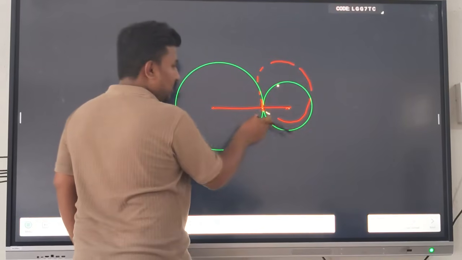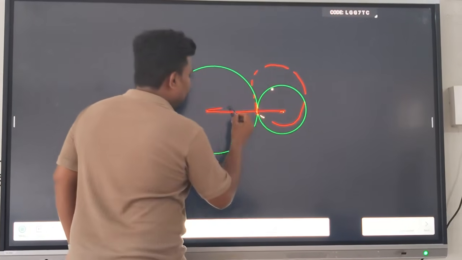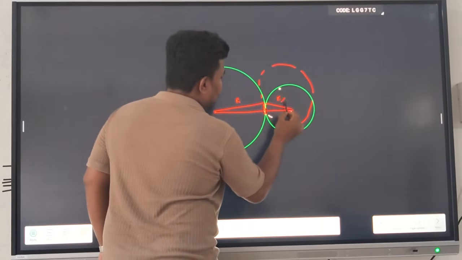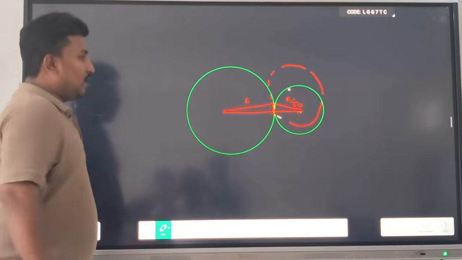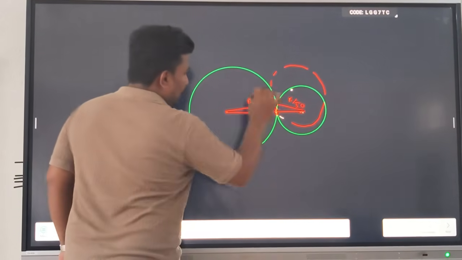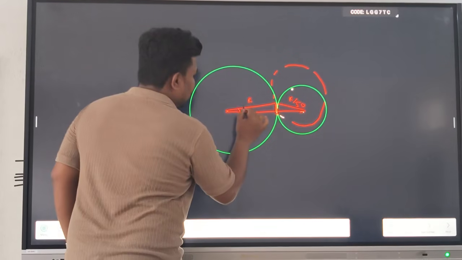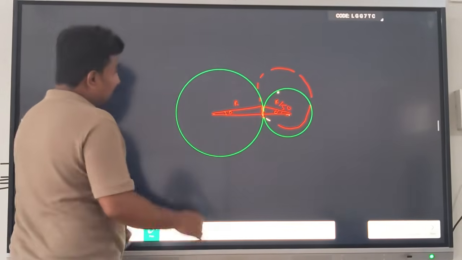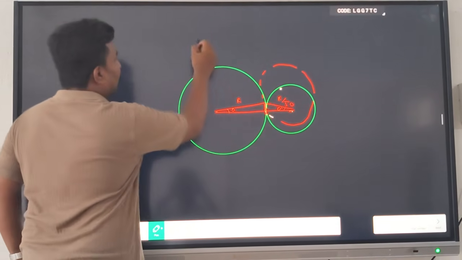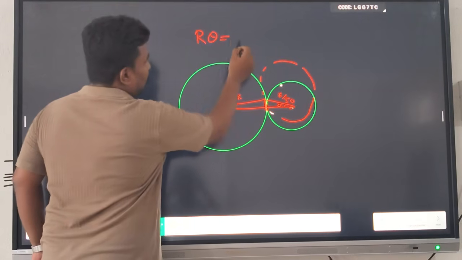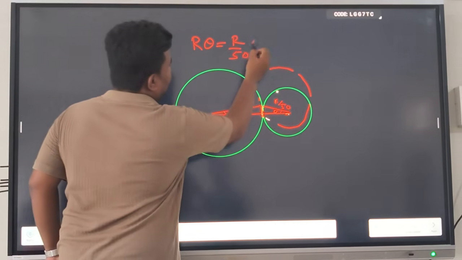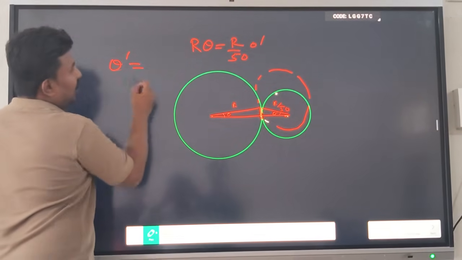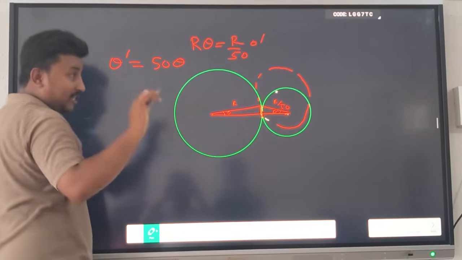So no slipping, that means the r rotated will be same. So I will consider this radius is r and this radius is r by 50. If there is no slipping, then the arc length should be same. So let us say this angle is theta, that means this angle is, let us call theta dash. So here let us equate the arc length, that is r theta should be equal to r by 50 theta dash, which clearly gives the value of theta dash as 50 theta. But that is not the task here.